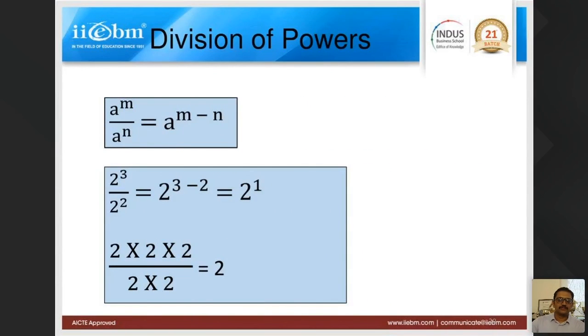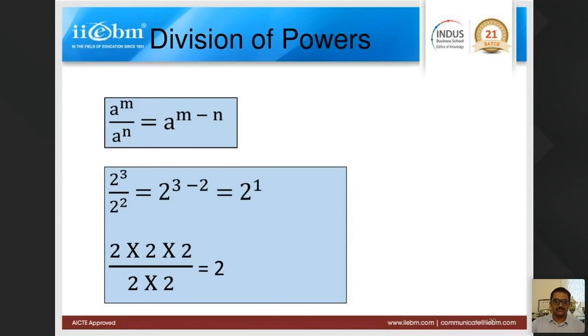Division of powers. a raised to m divided by a raised to n is equal to a raised to m minus n. Now, how is that? Let us understand with the example. 2 cube divided by 2 square will give me 2 raised to 3 minus 2, which is 2 raised to 1, which is 2. So even if we do the actual calculation like it is demonstrated, 2 cube, that is 2 into 2 into 2, divided by 2 square, that is 2 into 2, automatically it will give me the value 2.